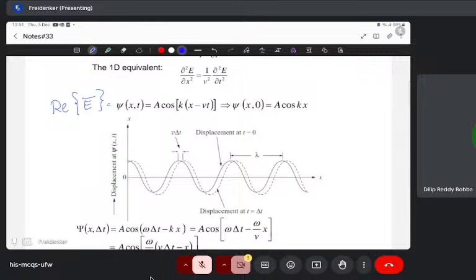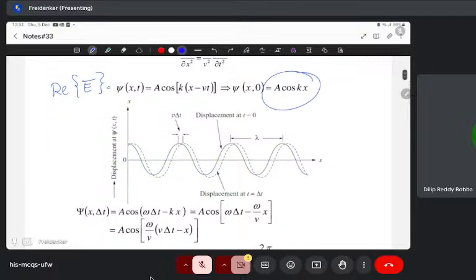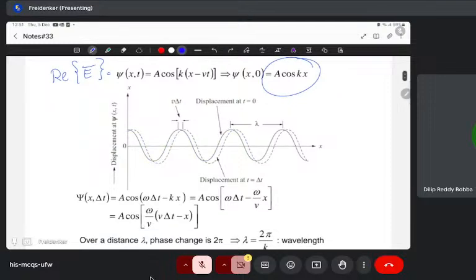So at t equal to 0, your wave, your physical electric field will look like this: a cos kx. Fine, you have this thing. And after some time, so delta t, it's going to look something like this. So they drew one more wave. It's like this electromagnetic wave, this sinusoidal wave. It's traveling to the right.